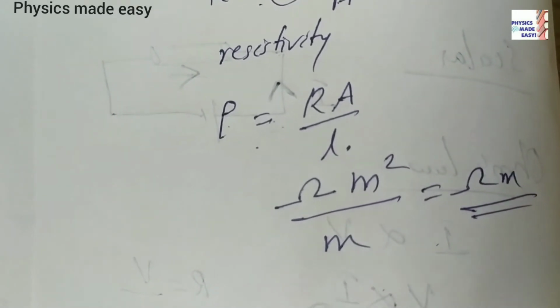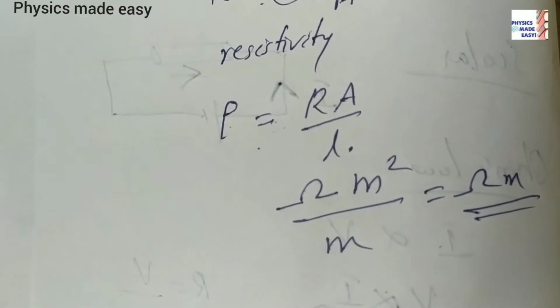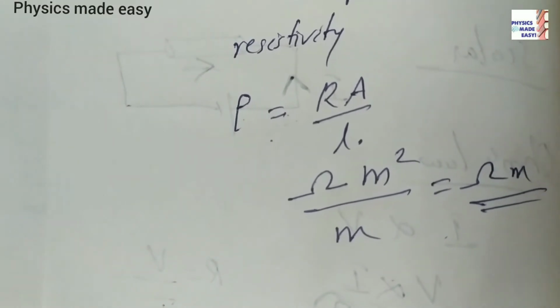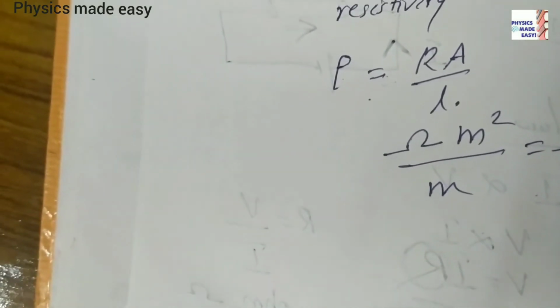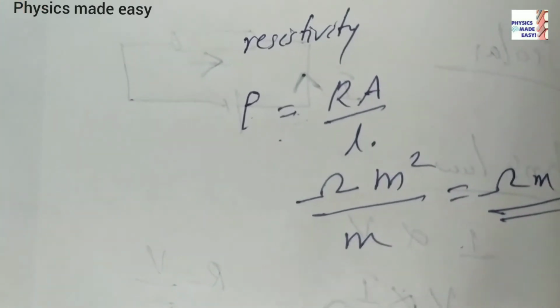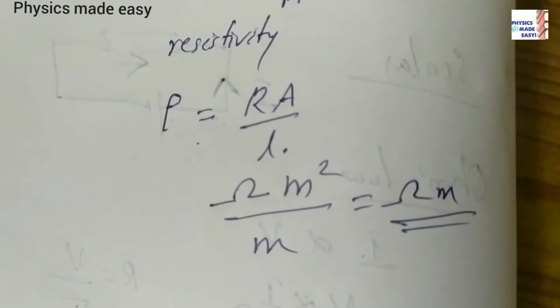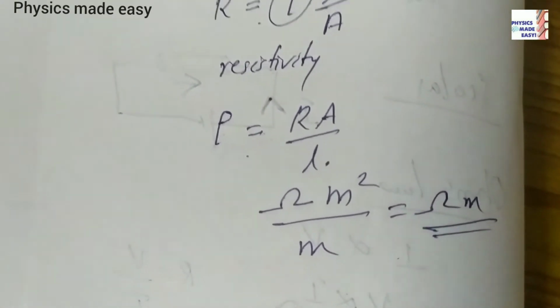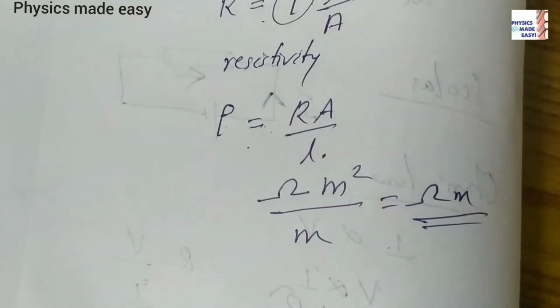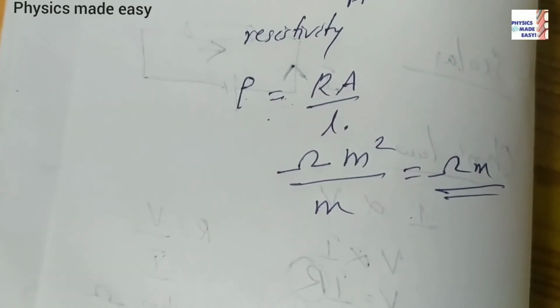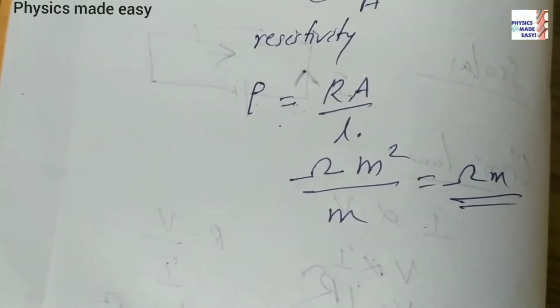If you are increasing the area of cross section or decreasing it, or increasing the length, that means making any changes in the length and area of a conductor, that will not affect the resistivity. That is a unique property of a material. But if you are changing the length or area, the resistance will change. Then how can we define this resistivity?